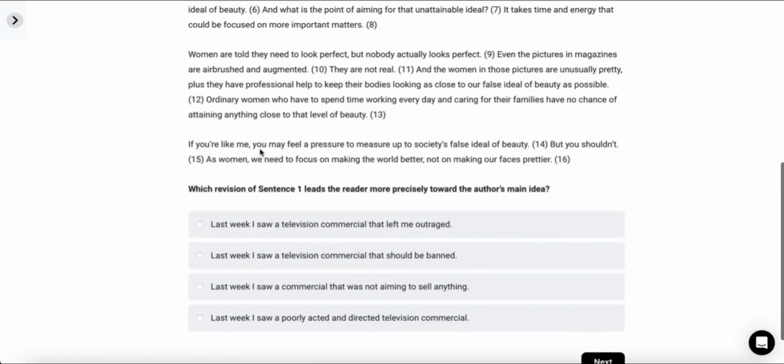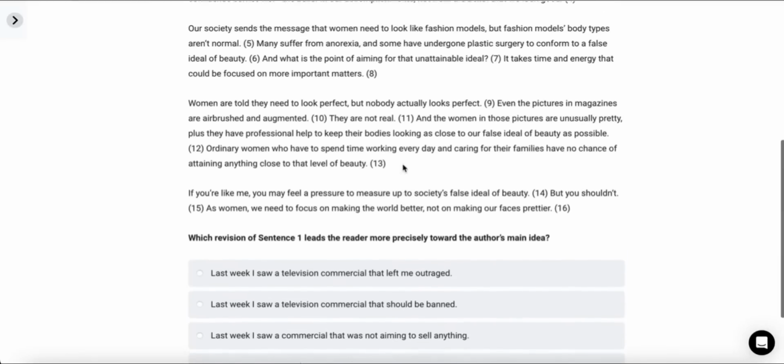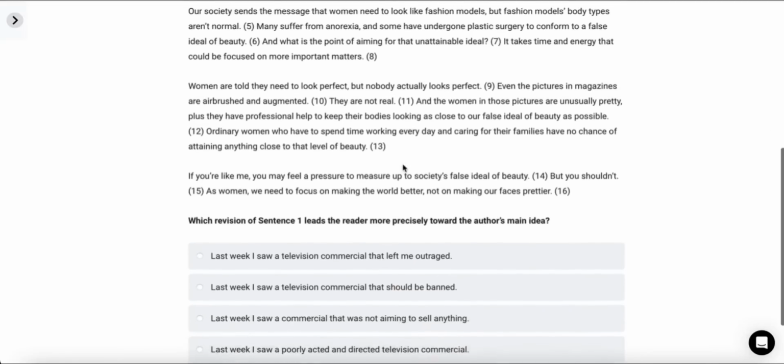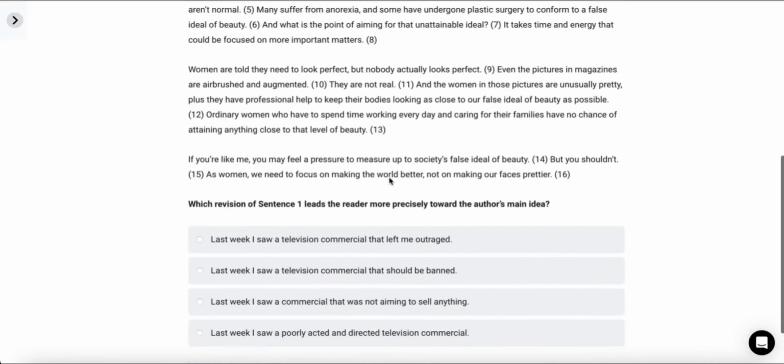If you're like me, you may feel a pressure to measure up to a society's false ideal of beauty, but you shouldn't. As women, we need to focus on making the world better, not on making our faces prettier. So it seems like the author is saying that commercials like the one that they watched cause a pressure to not feel able to live up to a specific ideal. They're inviting the audience to share in the feeling of anger and frustration about this commercial. Let's pick an answer choice that reflects that.